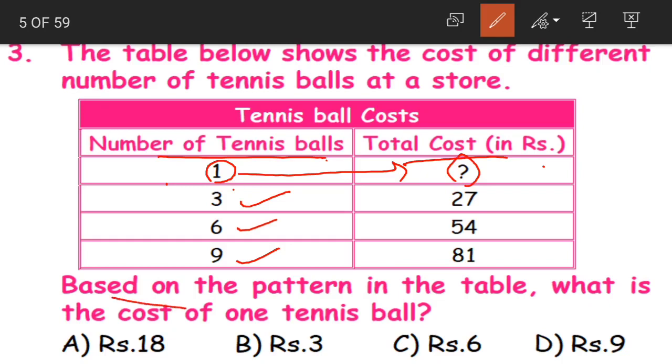Now, based on this pattern in the table, what is the cost of one tennis ball? You can take any of the 3. You can take these three balls cost 27 rupees, or 6 balls cost 54 rupees, and 9 balls cost 81 rupees. 3 cost 27, 6 cost 54, 9 balls cost 81.